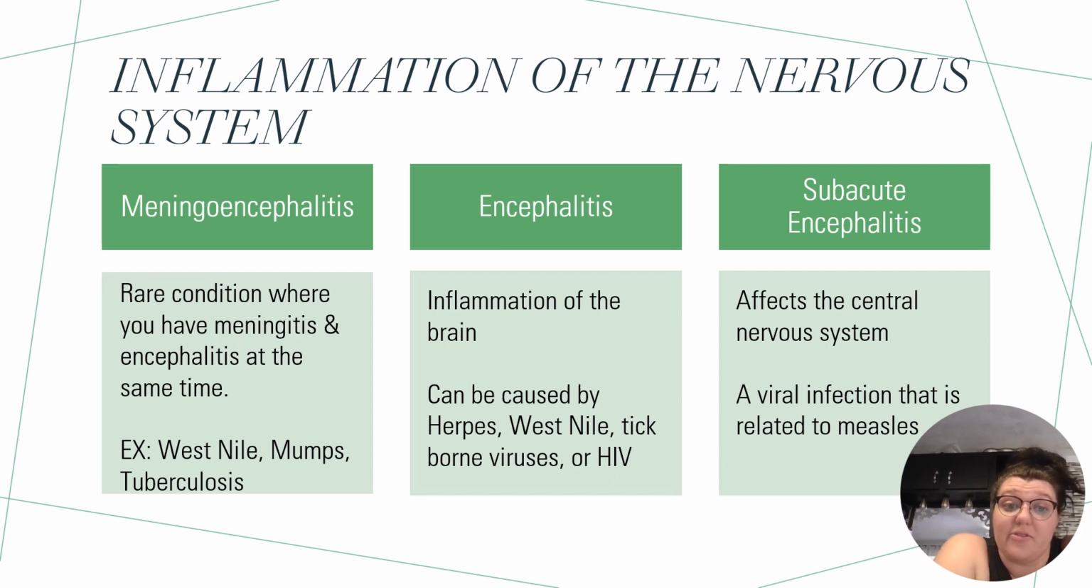Encephalitis is inflammation of the brain, and this can be caused by herpes, West Nile, tick-borne viruses, or HIV. And then we have subacute encephalitis. So this is the one that affects the central nervous system. It's kind of like a viral infection that's related to measles.